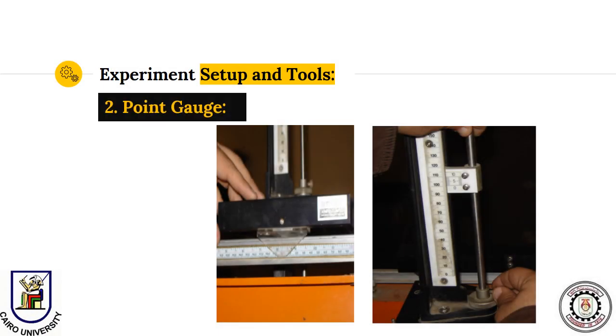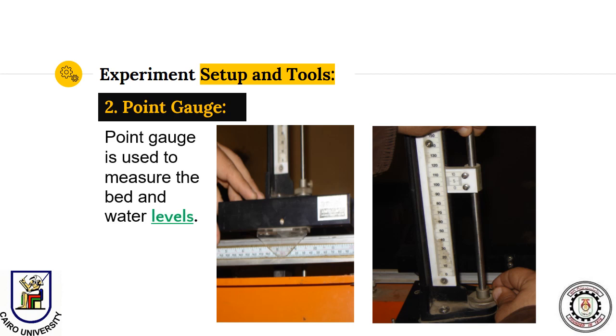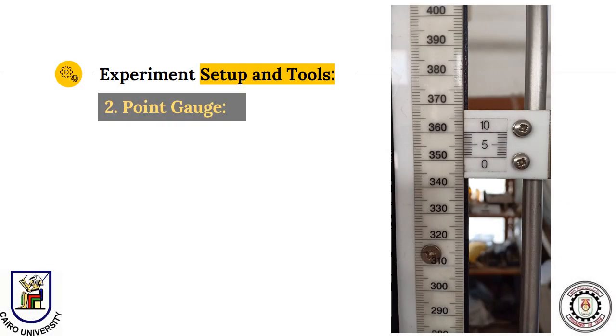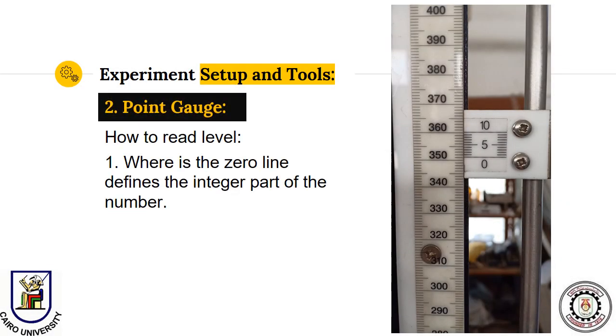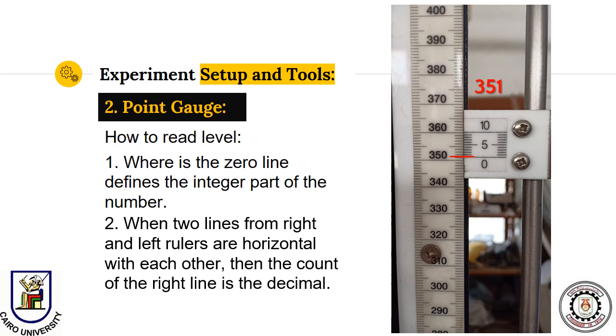2. Point gauge. Point gauge is used to measure the bed and water levels. How to read level. 1. Where the zero line is defines the integer part of the number. 2. When two lines from the right and left rulers are horizontal with each other, then the count of the right line is the decimal.